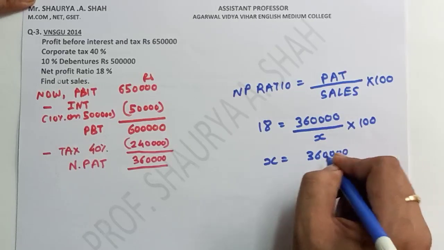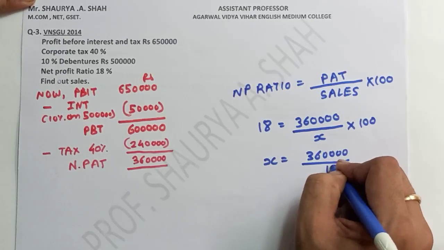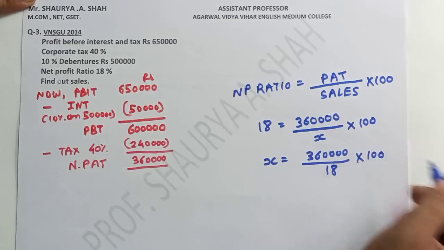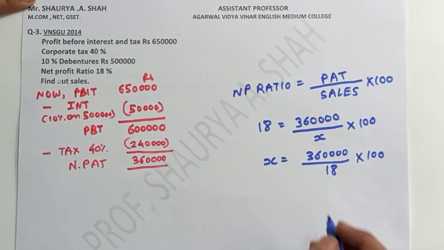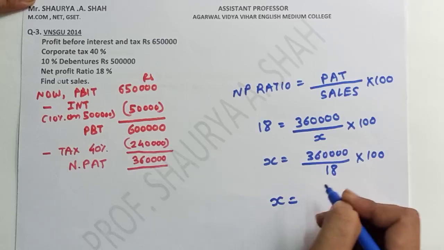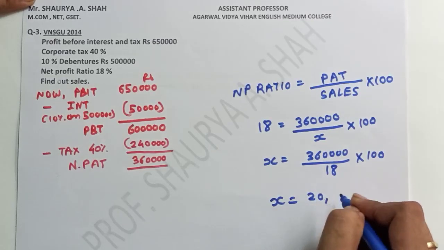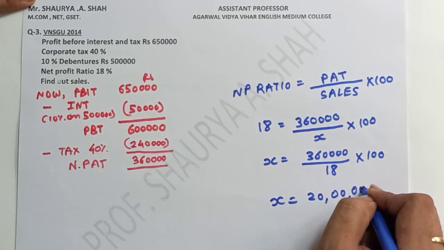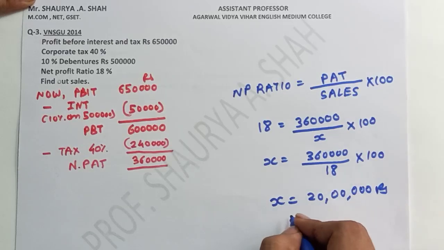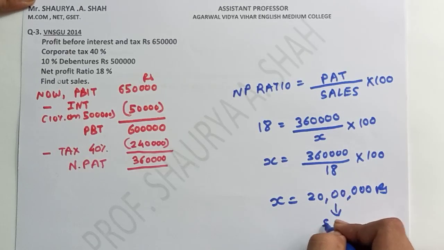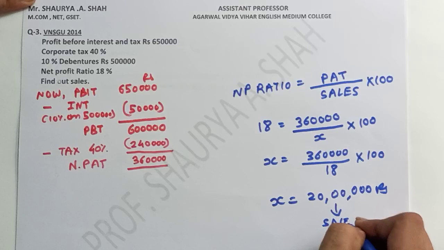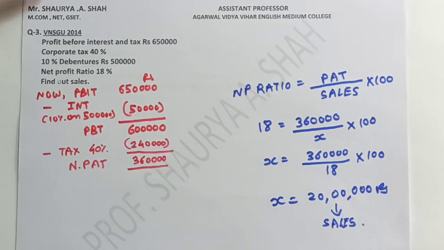3,60,000 divided by 18 into 100. So what I'll get is the answer. You can find it out. It is 20 lakh rupees. That is the answer for sales, which is asked in the sum for 3 marks.